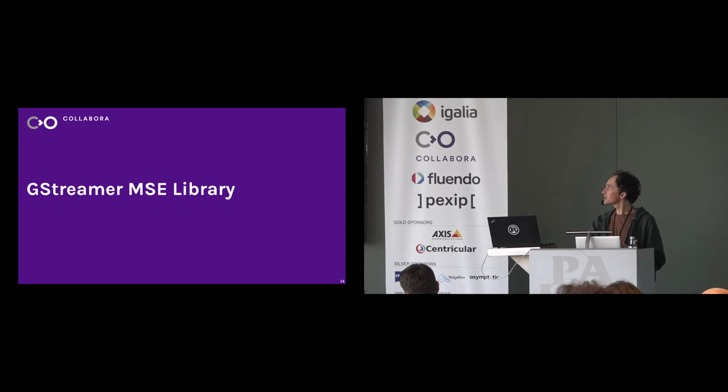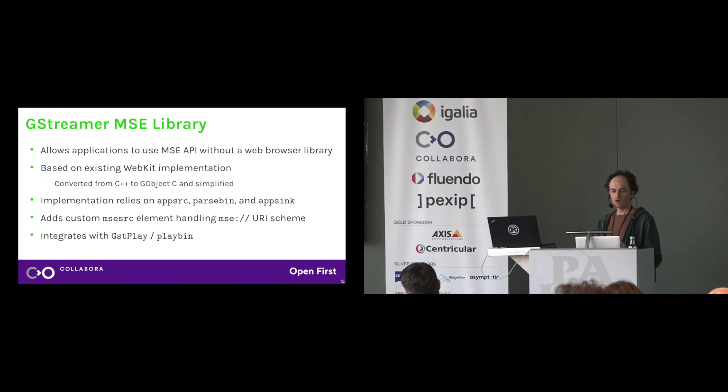Okay, so next thing we can get into is what exactly we did for the MSE library. What's the point of it, first of all? It would allow you to take advantage of existing software that uses the MSE API without actually having a web browser library in your code. Where it comes from is that WebKit already has a GStreamer-based MSE implementation. So the process was porting that to plain C or GObject C and removing all this other stuff.